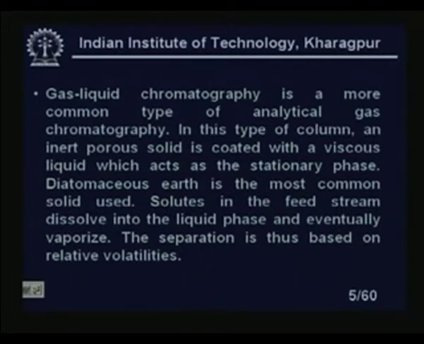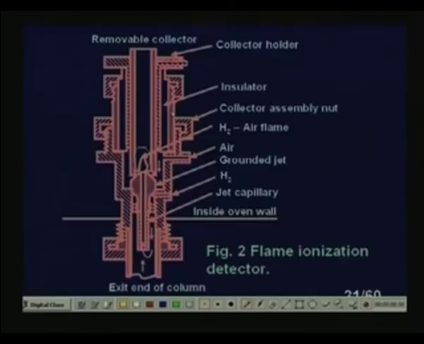Gas-liquid chromatography is a more common type of analytical gas chromatography. In this type of column, an inert porous solid is coated with a viscous liquid which acts as a stationary phase, and diatomaceous earth is the most common solid used. Solutes in the feed stream dissolve into the liquid phase and eventually vaporize. Current flow across the external resistor is sensed with a voltage drop and is amplified and displayed on a recorder.